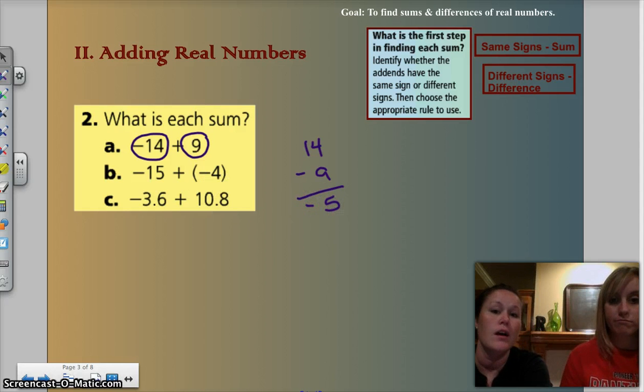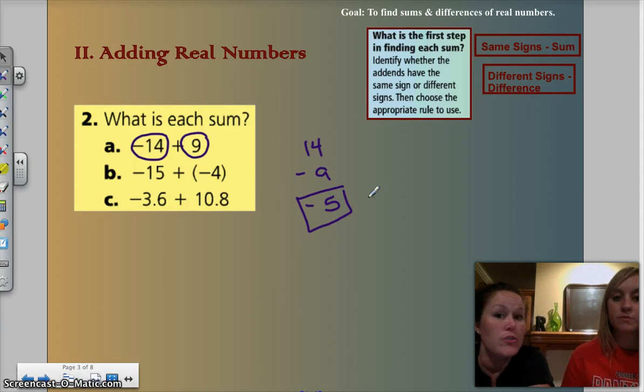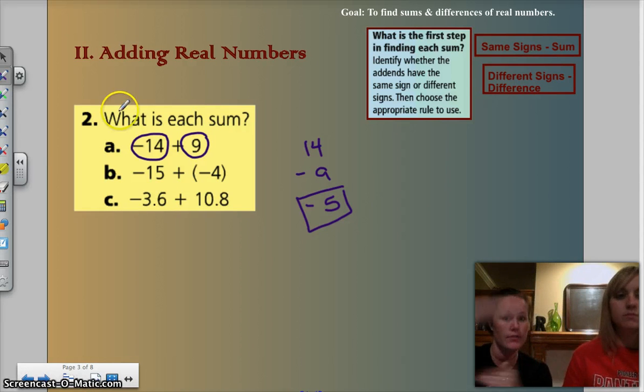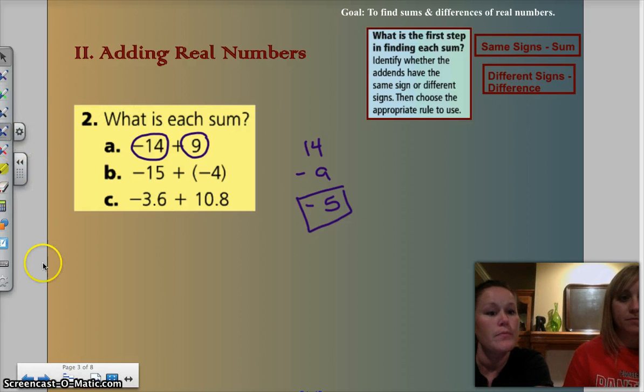I always like to think of it as money, because it makes more sense to me. If you are -$14 in your lunch account and they tell you that you need to bring money and all you bring is $9, you still can't buy anything because you still have $5 left to go to reach 0, that distance left to get to 0. Perfect.